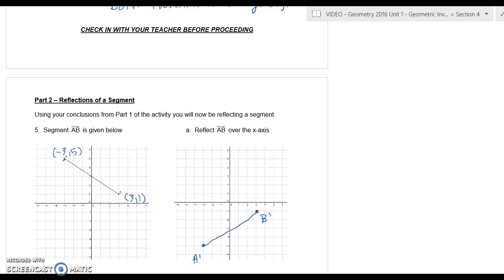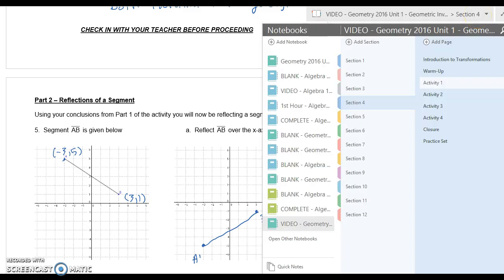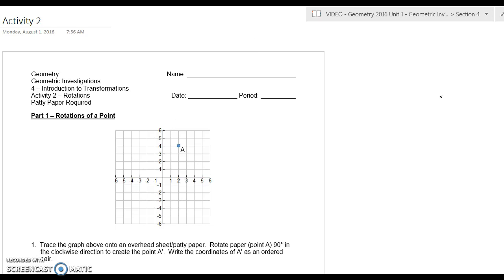And then that would be our reflection. So again, same idea here with segments as our coordinates. It's really no different, just more points to consider. So that's reflections. Now let's take a look at rotations and what happens with a rotation. Same idea, if we had the patty paper in front of us, we would use this, but obviously on a computer I can't do that.